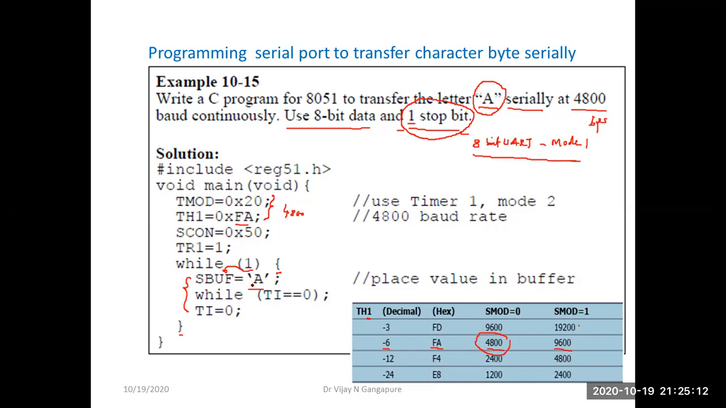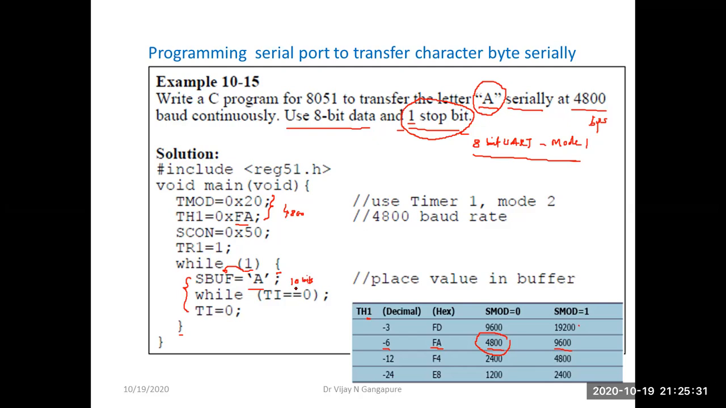This ASCII code of A consists of 8 bits. These 8 bits will get framed between one start bit and one stop bit. So the total number of bits will be 10 bits, and transmission of these 10 bits will start immediately.